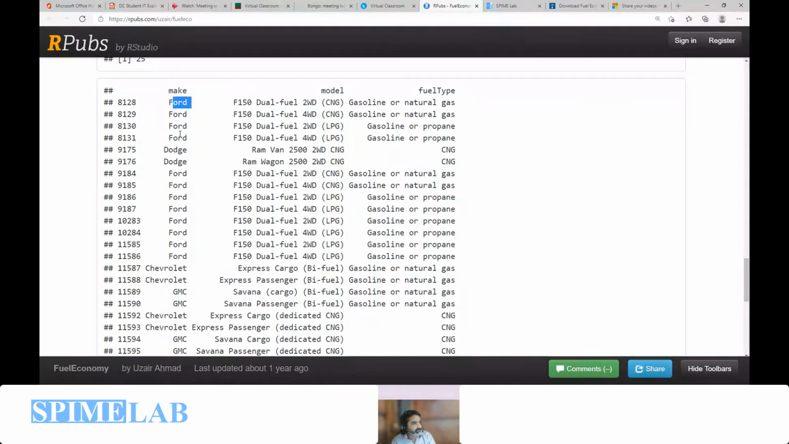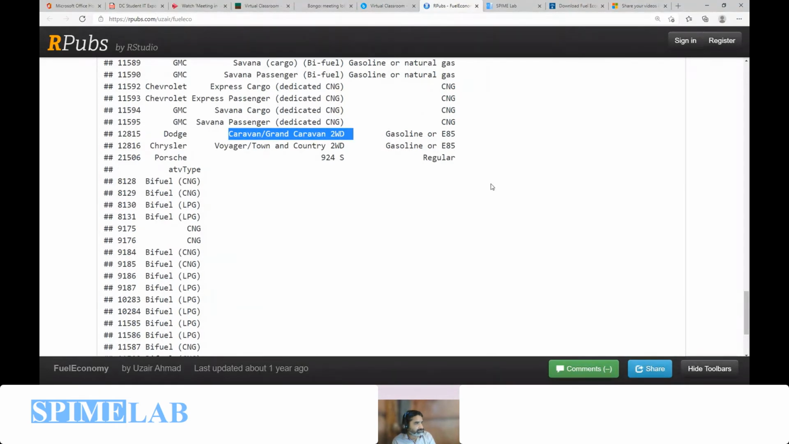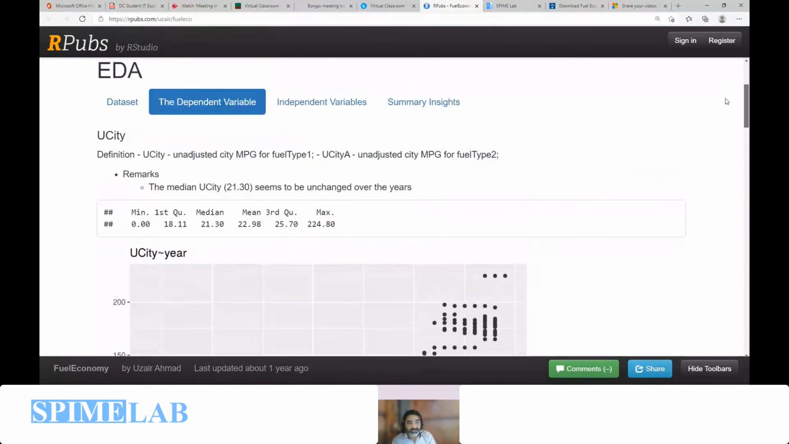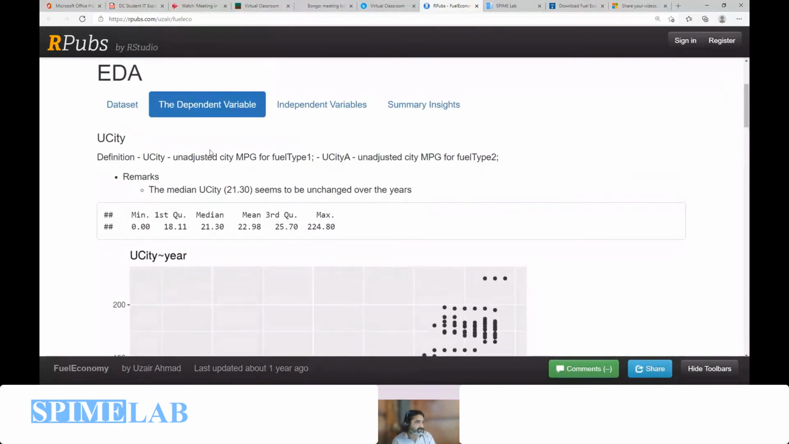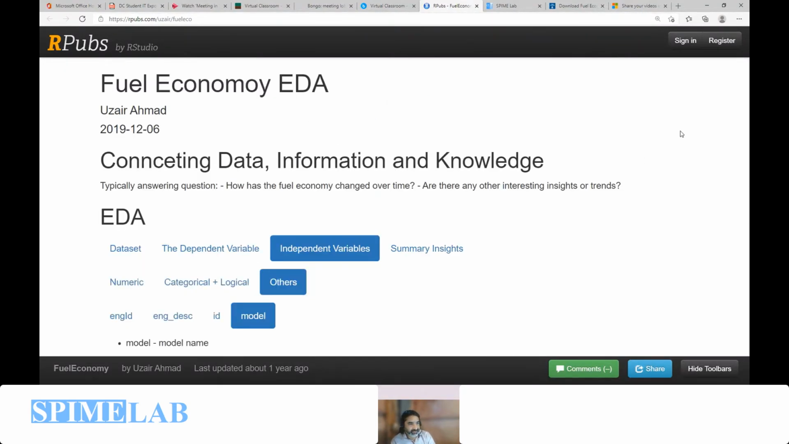Who is making them? We see that Ford, Dodge, Chevrolet, GMC are the makers. These are the models that are doing better than 75 miles per gallon. Do you recognize any car that you see very often on the streets? Maybe Caravan, Dodge Caravan. You can go further to investigate the implications of the dependent variable with the other variables and how it's behaving. Next, we will look at the independent variables.